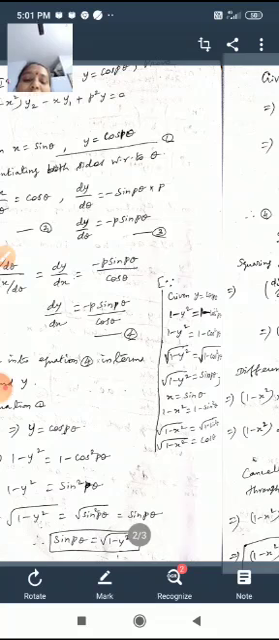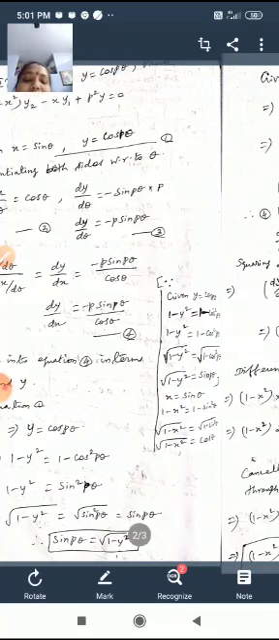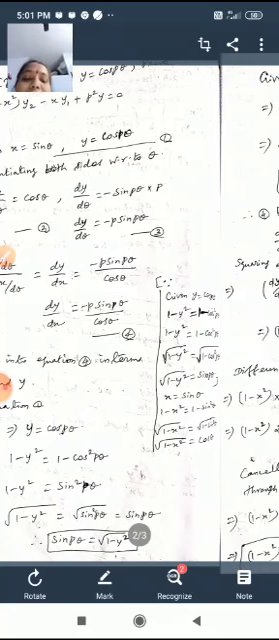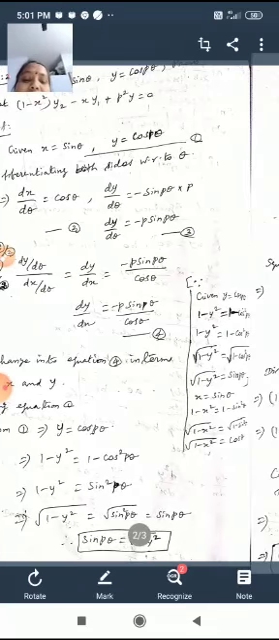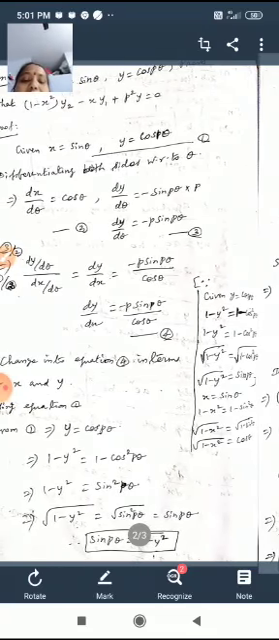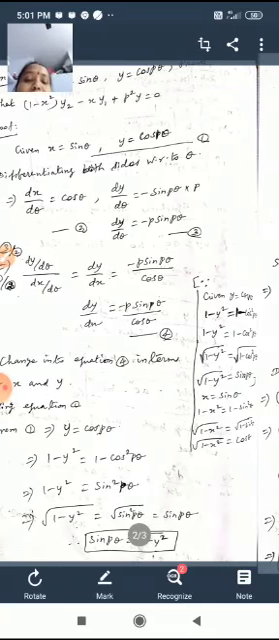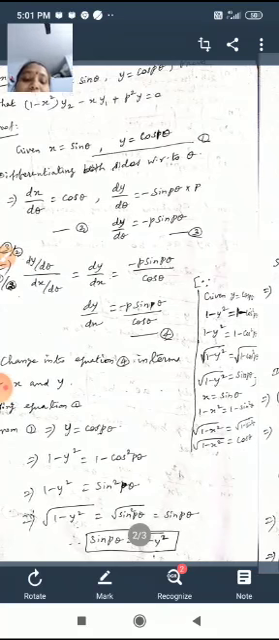Therefore likewise, x equal to sin theta, then 1 minus x squared equal to 1 minus sin squared theta, root of 1 minus x squared equal to root of 1 minus sin squared theta. Then we have to get from this cos theta. Therefore substitution is cos theta equal to root of 1 minus x squared. Then substitution is sin p theta equal to root of 1 minus y squared.